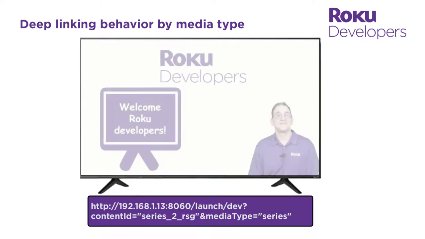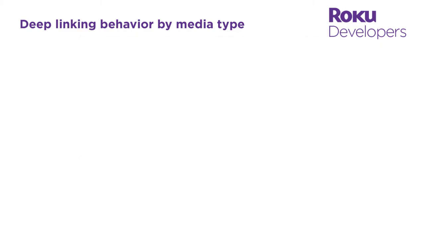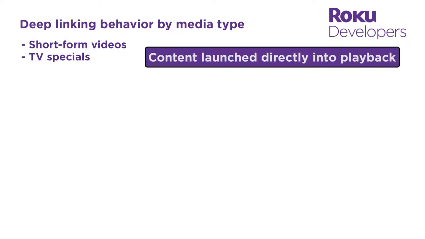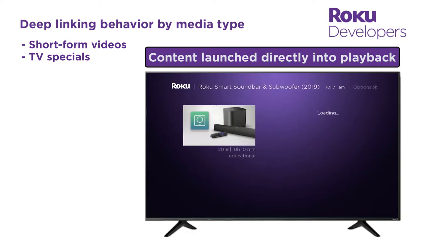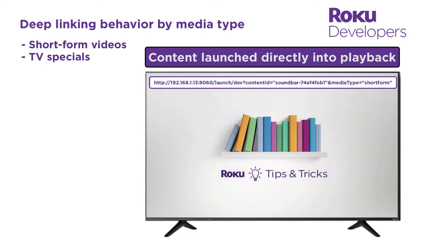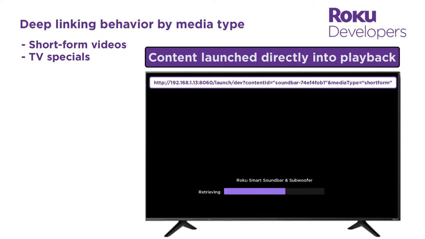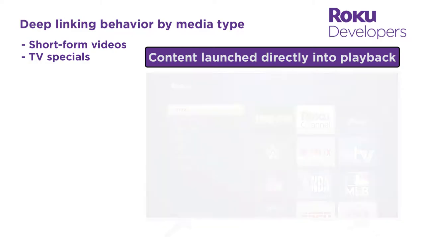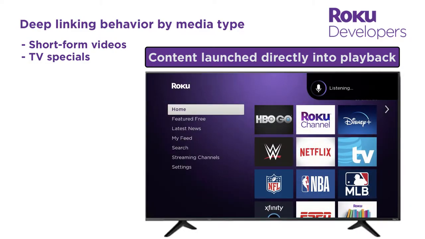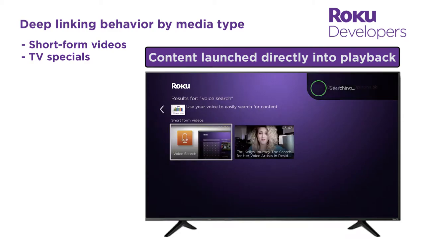Let's dive a little deeper into the required playback experiences for the different media types. For short-form videos and TV specials, deep links simply launch them directly into playback. For example, if I use Roku Search to find content and then select an item matching my query, it is played immediately. And the same behavior applies if I use Roku Voice. When I ask my Roku device to play content, the matching item is played right away.